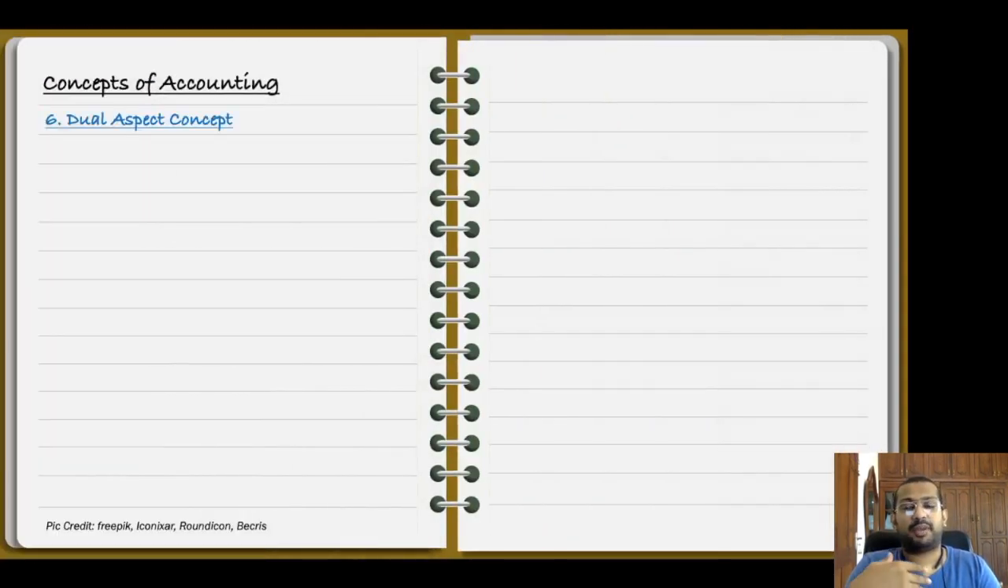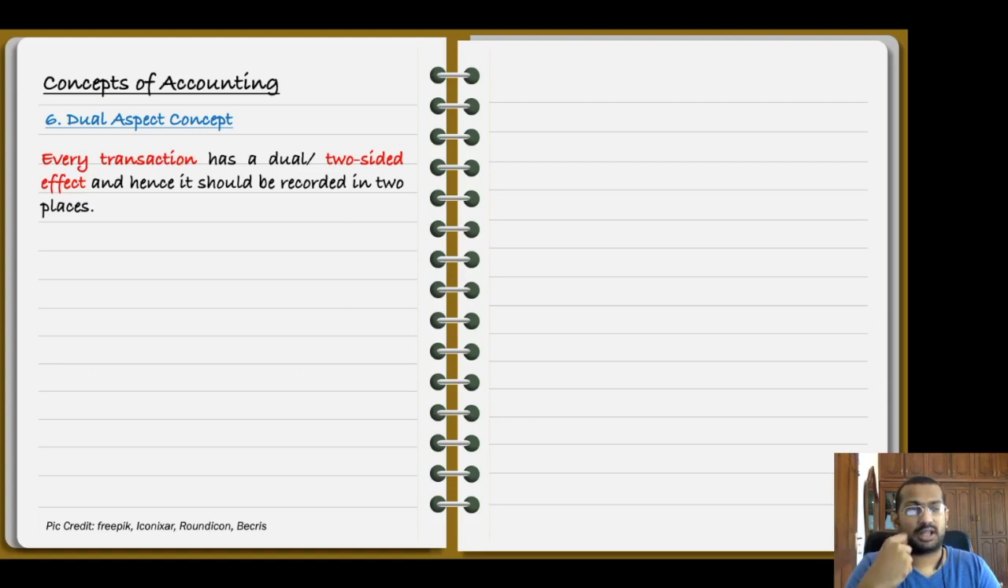Next concept that we will be covering is the dual aspect concept, and this is, I would say, the most important concept in the concept section, because this states that every transaction will have an effect in two accounts. That is, every transaction will have two impacts in the accounting books. So let's understand that through an example.